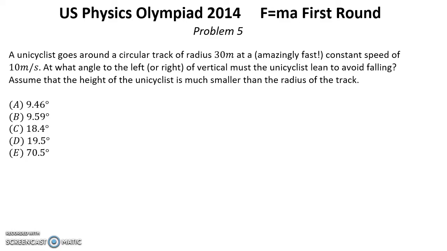Problem number 5. A unicyclist goes around a circular track of radius 30 meters at an amazingly fast constant speed of 10 meters per second. At what angle to the left or right of vertical must the unicyclist lean to avoid falling? Assume that the height of the unicyclist is much smaller than the radius of the track.